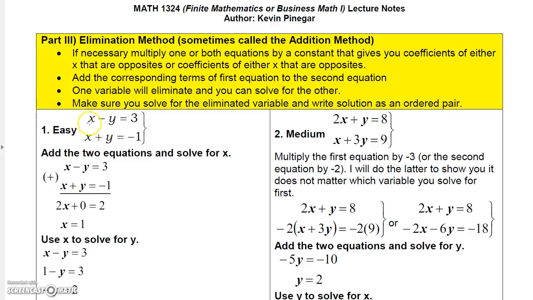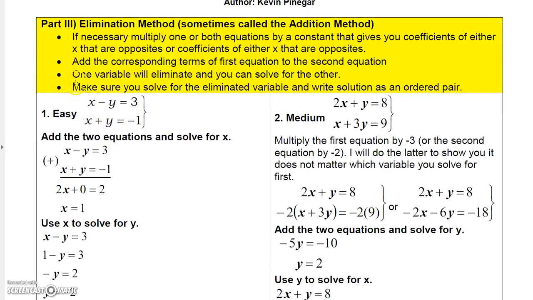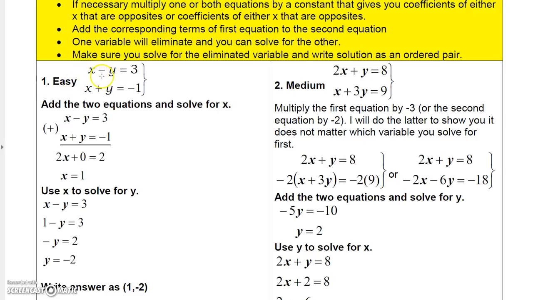Okay, the final method is the elimination method, and again you can read the instructions and I'll just do the examples. Sometimes they're very easy, like these two equations are very easy to solve. You just add them together and the y's will eliminate. So here if I add these two together, x plus x is 2x, the y's cancel, 3 plus -1 is 2, and then you solve the equation 2x equals 2, which gives me x equals 1.